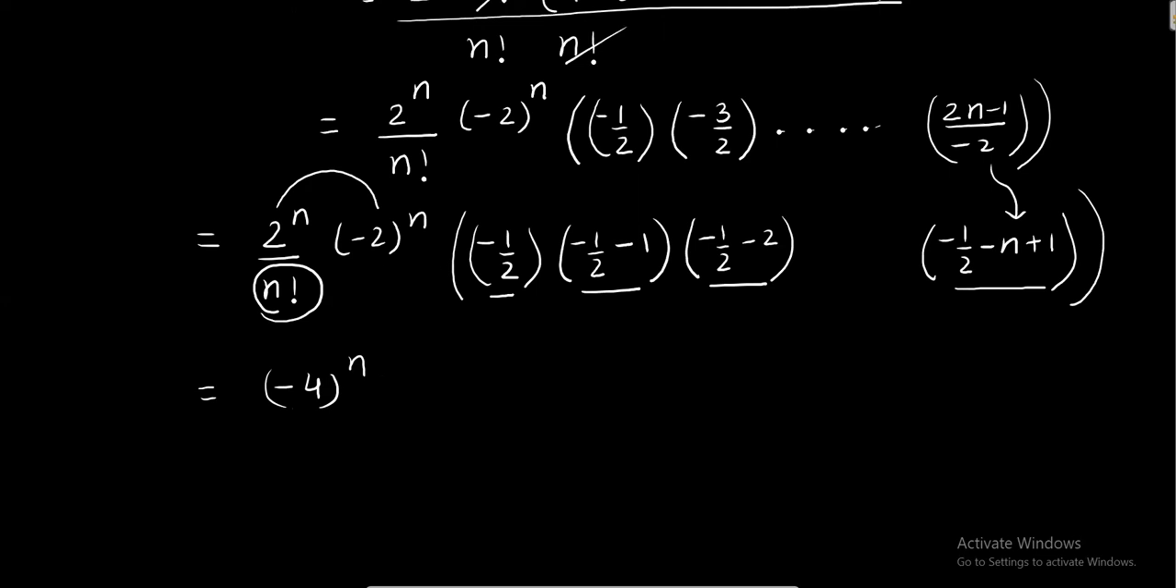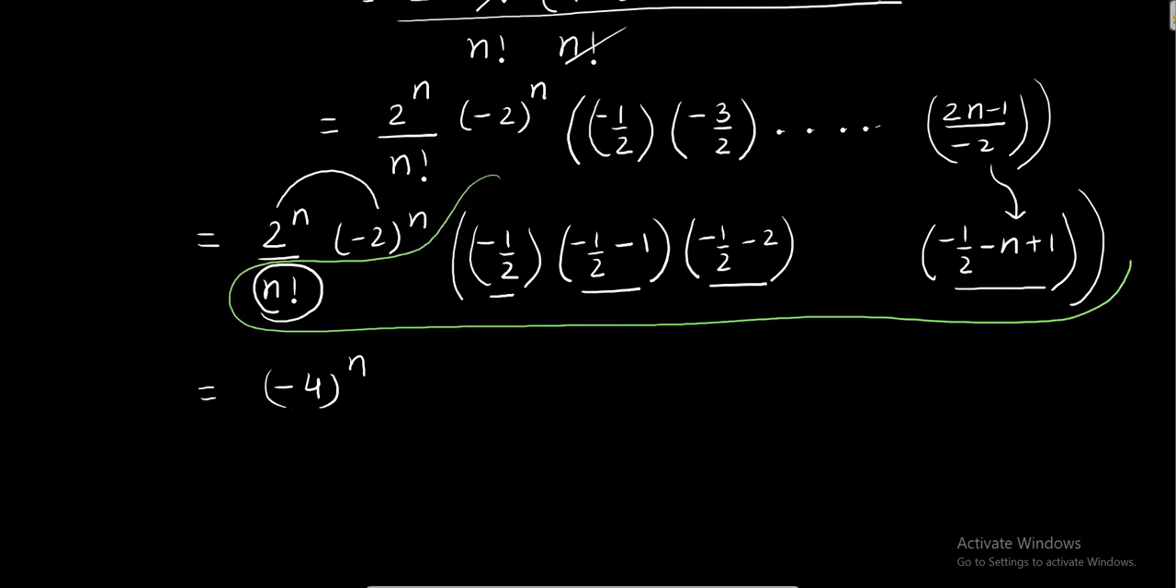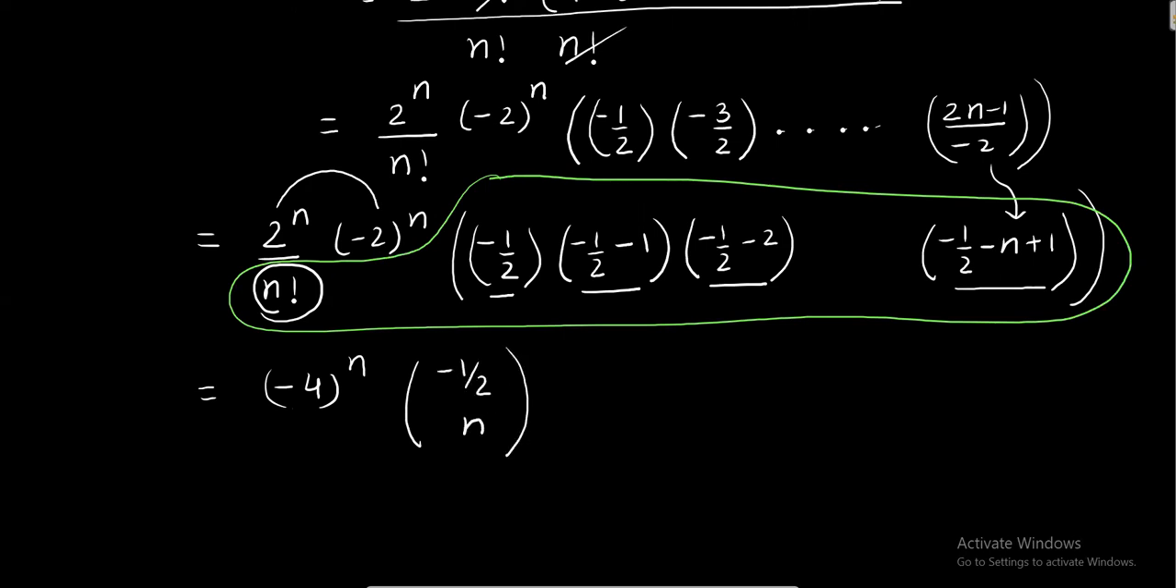Now I'm going to club the terms, these. I will be replacing it with the parenthesis symbol, and I can definitely replace it like minus 1 by 2, n. We have just seen how to interpret the symbol. Now I'm using that symbol, representing the whole expression with minus half and n written within the parenthesis. This is the value of 2n Cn, or you can say 2n, n written within the parenthesis. That is what we are getting here: 2n, n is equal to minus 4 power n, minus half comma n.